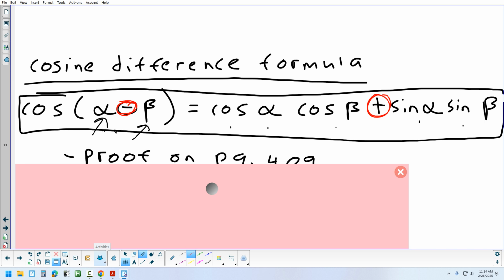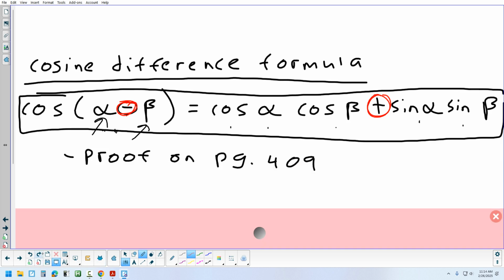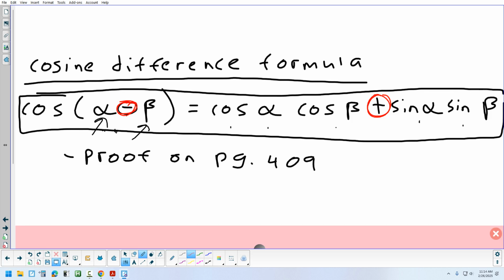Is it kind of just the equivalent of FOILing it out? You mean to prove it? Like if you were going to prove why that's true? Yeah. It's a little more complicated because you're not really raising anything to a power here, and that's generally where you FOIL when you raise something to a power. There's no powers in this one.